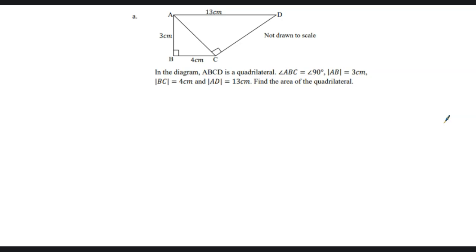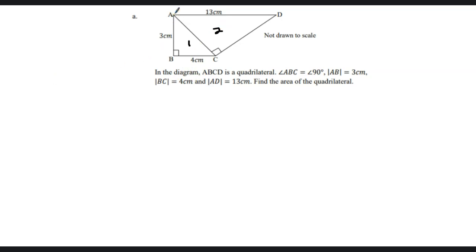They want us to find the area of the quadrilateral ABCD. They are saying that the angle B is 90, and they have given us the lengths AB, BC, and AD. So here we realize that the quadrilateral is made up of a composite, two pieces: the first piece here and the second one here. We have to know the area.